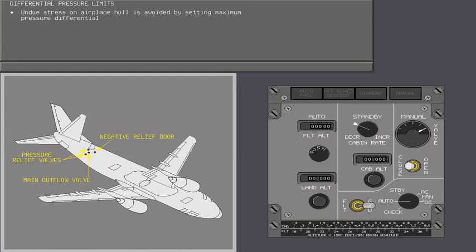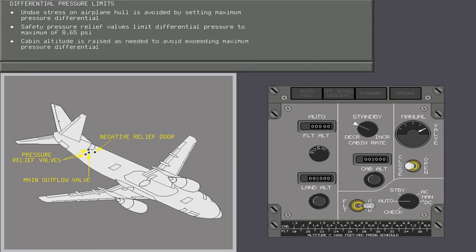Undue stress on the airplane hull is avoided by setting a maximum pressure differential. Safety pressure relief valves limit the differential pressure to a maximum of 8.65 psi. The cabin altitude is raised as needed to avoid exceeding the maximum pressure differential.